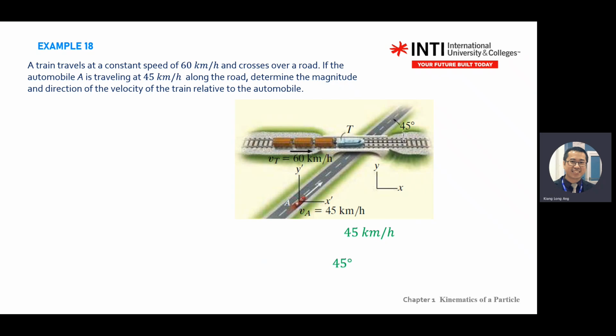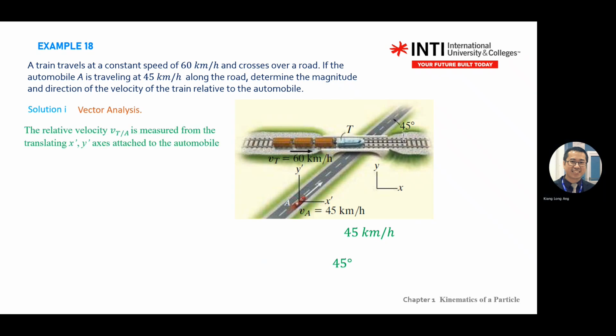Determine the magnitude and direction of the velocity of the train relative to the automotive. Train relative to automotive. We have two solutions. I'll give you the first one first.